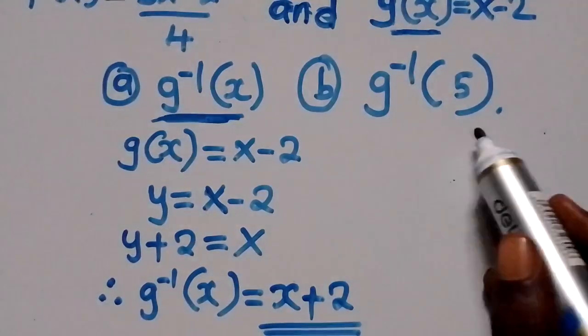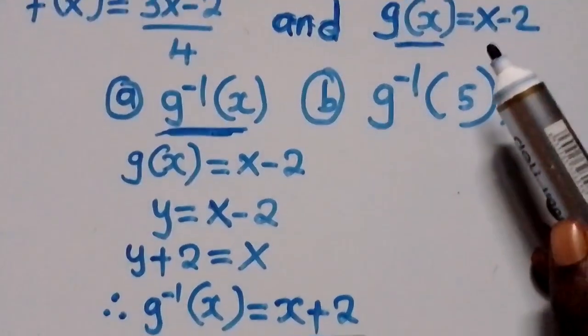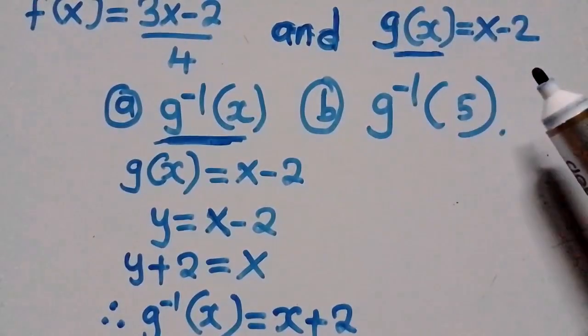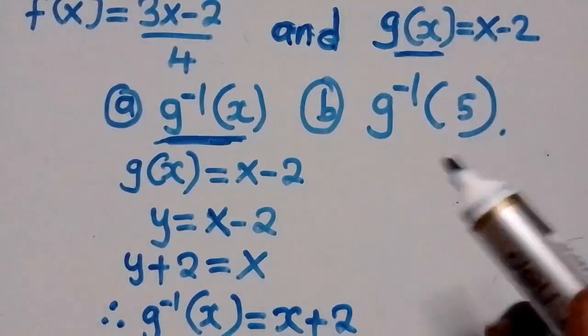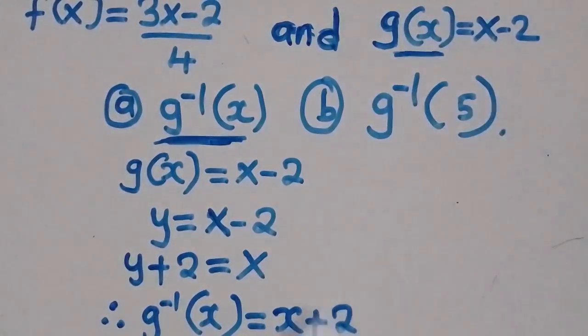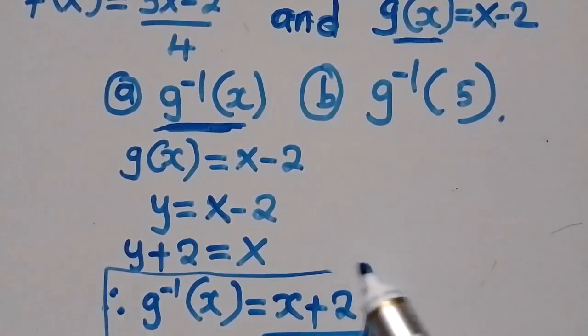We move to this one here, g inverse of 5. Are we going to use the function which is here? The answer is no. We cannot use that because there is no inverse there. So which function has got the inverse? This is the function which is here.